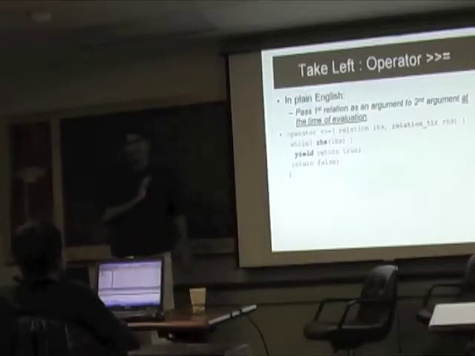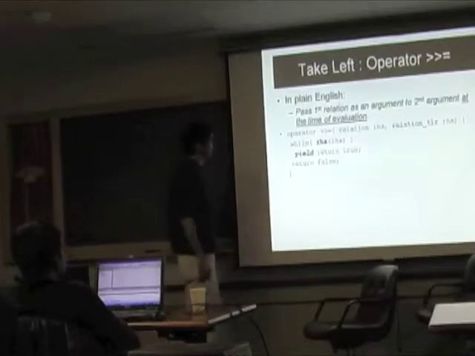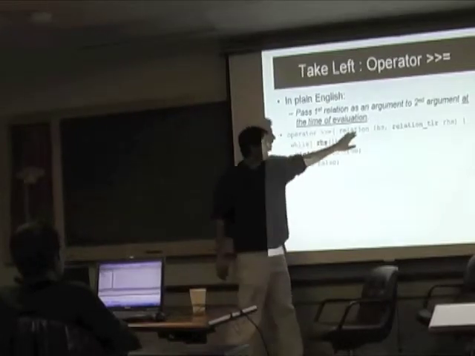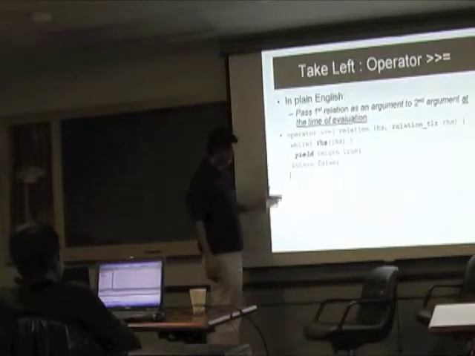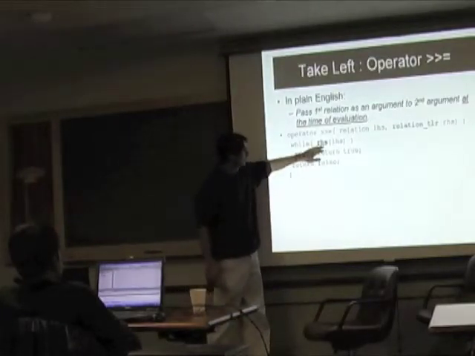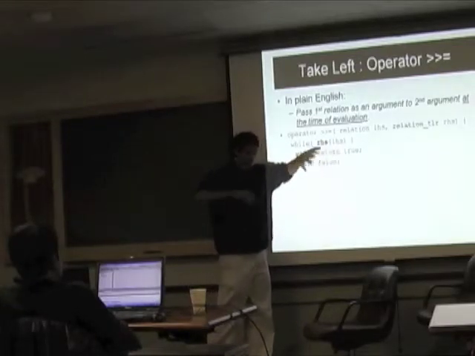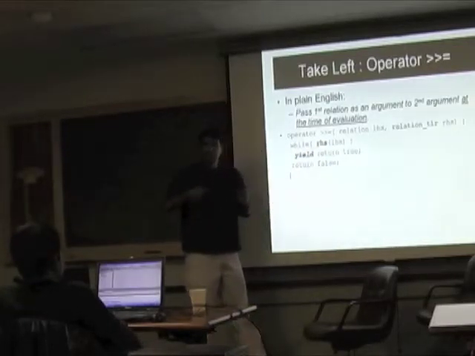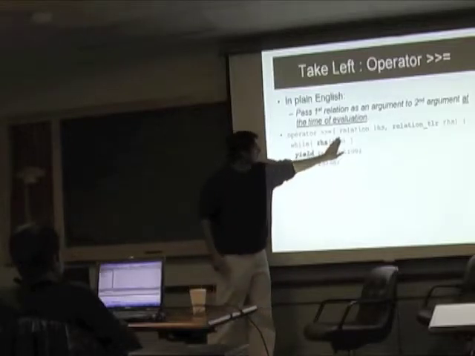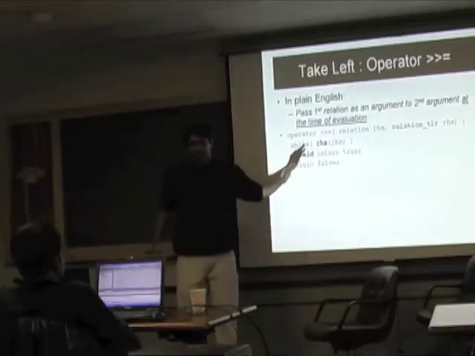So the take left operator, I didn't have a better name, so that's what it's called, the take left. It's an operator which takes a relation and what's called a TLR, take left relation. Unlike ordinary relations, these TLRs actually take an argument as a relation at evaluation time. Usually with normal relations, this argument is not given. So that's the only difference between a TLR. So why do we need this?